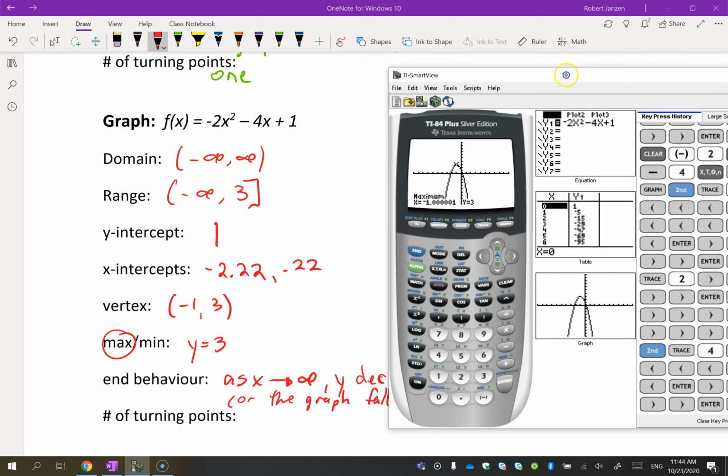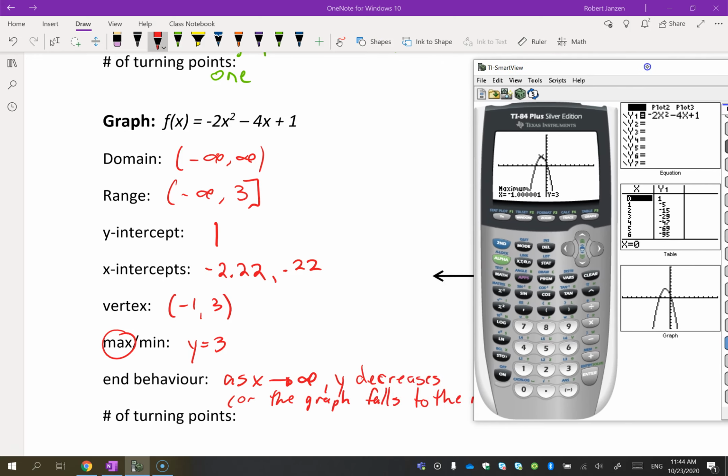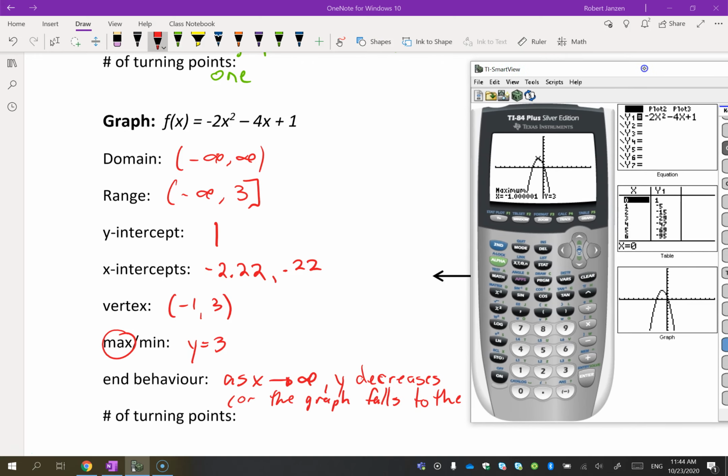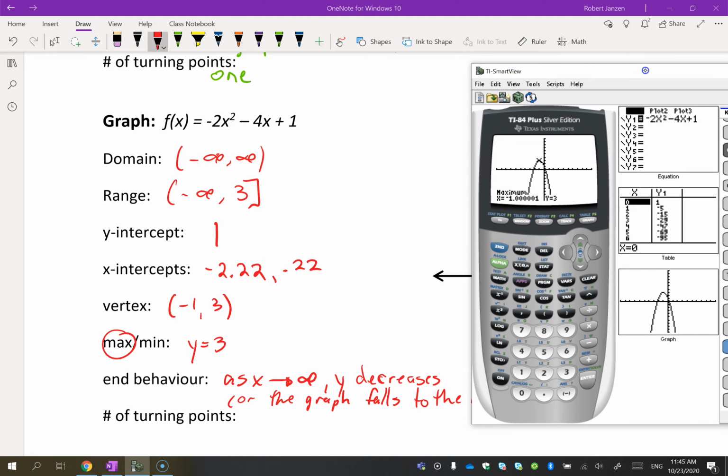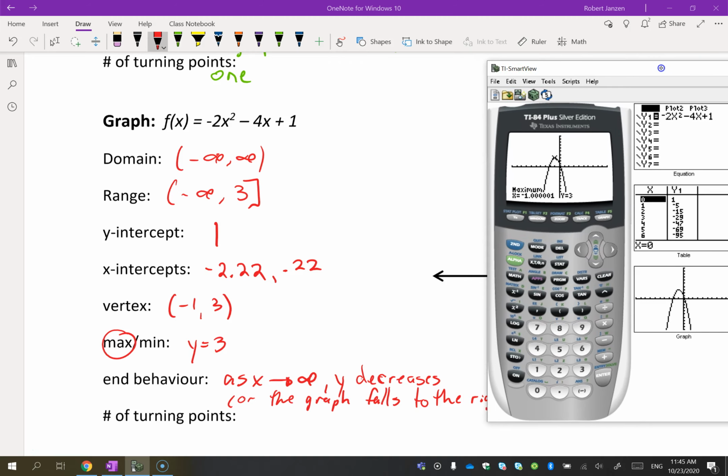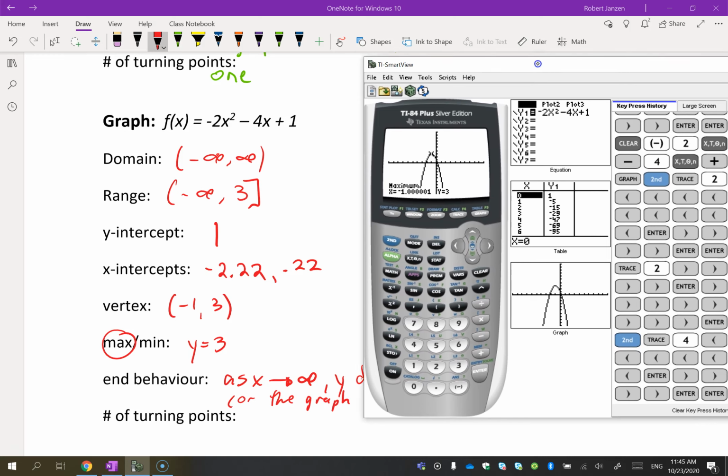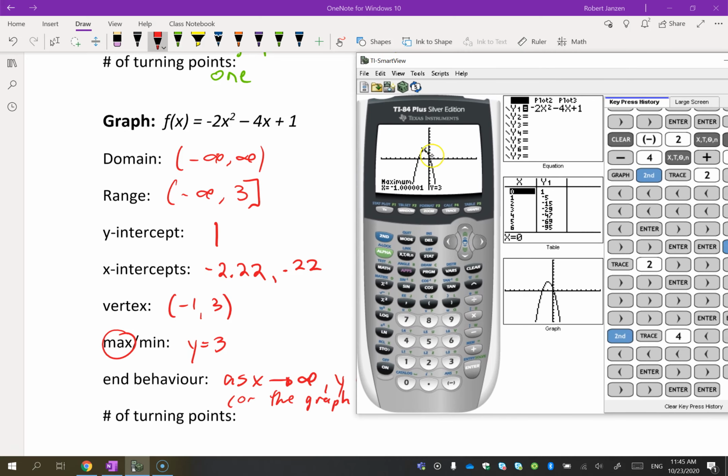The end behavior, I put a couple different answers there. I said as x approaches infinity, y decreases. Or if you want to say as x approaches infinity, the graph falls to the right. Or if you want to say the graph moves from quadrant 2 to quadrant 4. As long as you get the impression that it's falling to the right, it's as the graph gets, what's happening in the far right. That's what we're looking for.